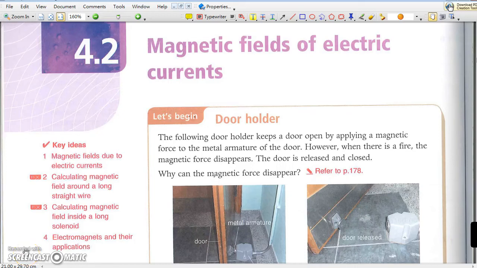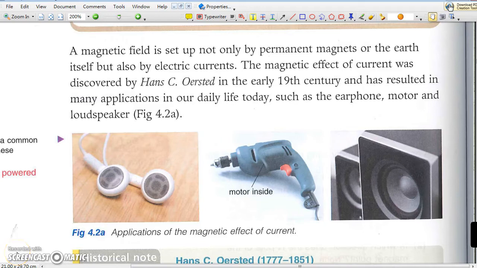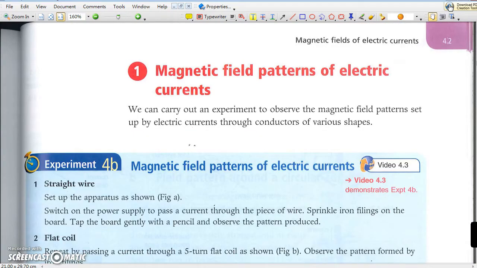4.2 Magnetic fields of electric currents. An electric current may also set up a magnetic field. Electromagnets are used in earphones, motors, loudspeakers, and many other daily electrical appliances. Part 1. Magnetic field patterns of electric currents.